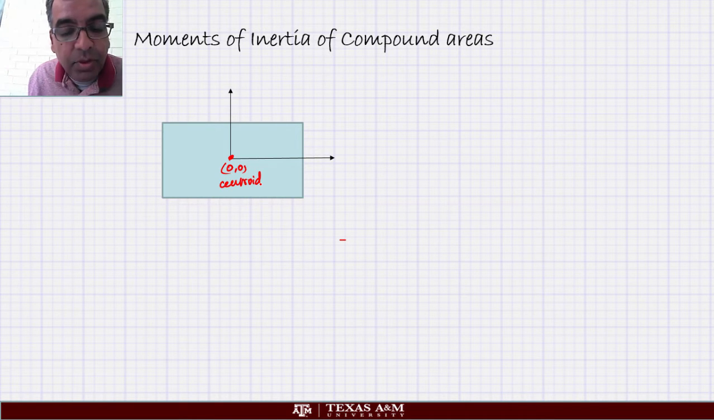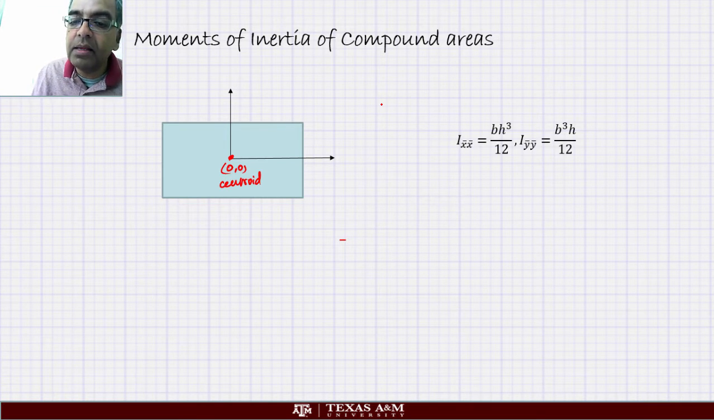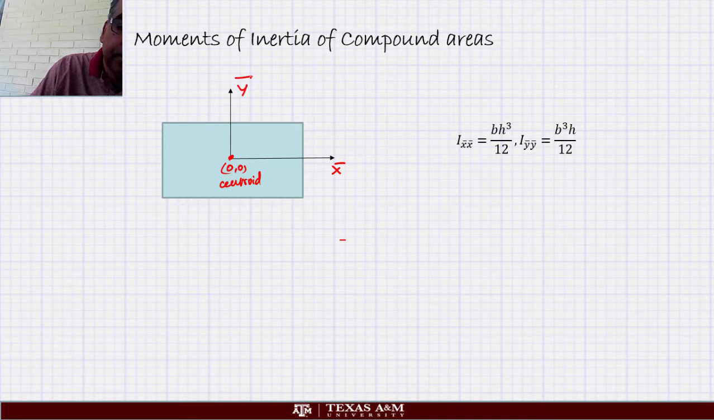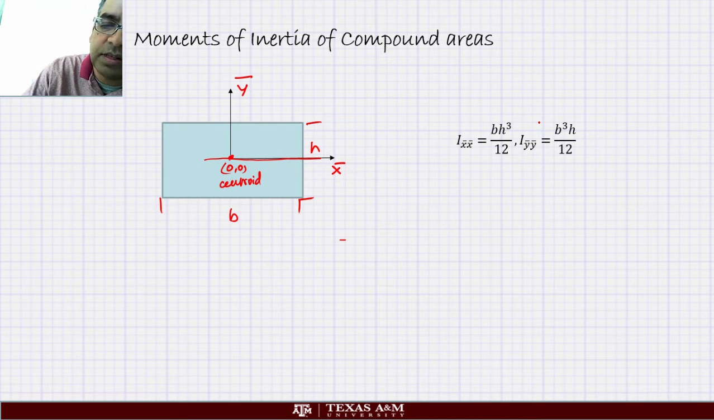You can look in the back of the book and you can see the moment of inertia about the centroid. So this tells me the centroid is x bar, y bar, and I x bar, which is the moment of inertia about this line, is bh cubed over 12. So this whole thing is b, this whole thing is h. So I x bar is bh cubed over 12. I y bar is b cubed h over 12. So those things are easy.